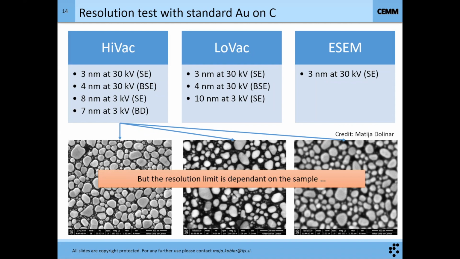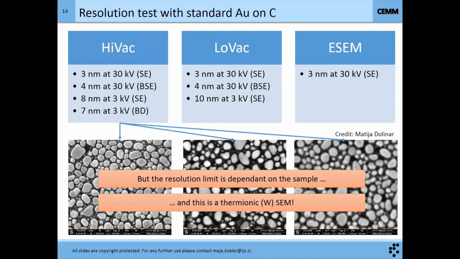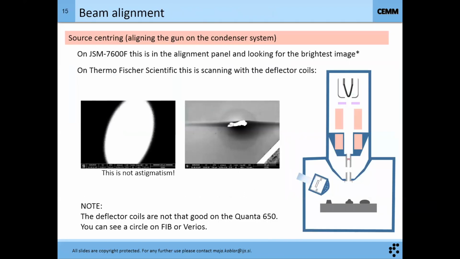And then its resolution is also dependent on the sample. So this is a standard. This is gold on carbon, which is ideal. Usually we don't have those kinds of samples. And it's a thermionic SEM.